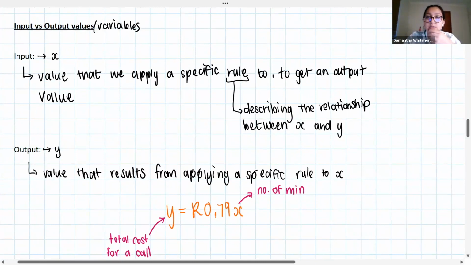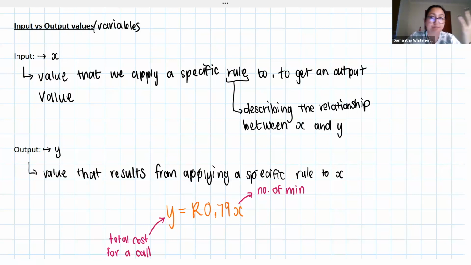Now, that was a rule specific to the airtime scenario. If we had a completely different scenario, say electricity, it would be a different rule. It is very much dependent on the context, and we need to be able to apply it within the context. But we have already been doing that. So our input value is the value that we apply our rule to. Our output value, our y value, is the value that results.